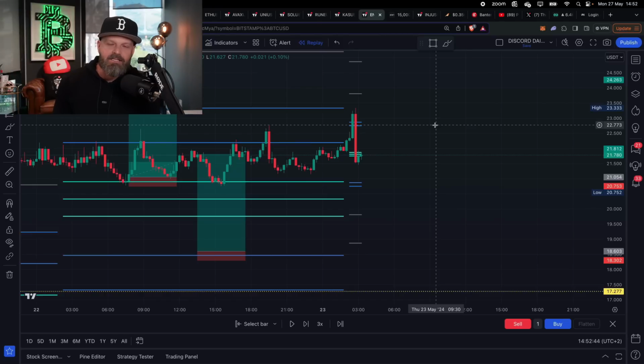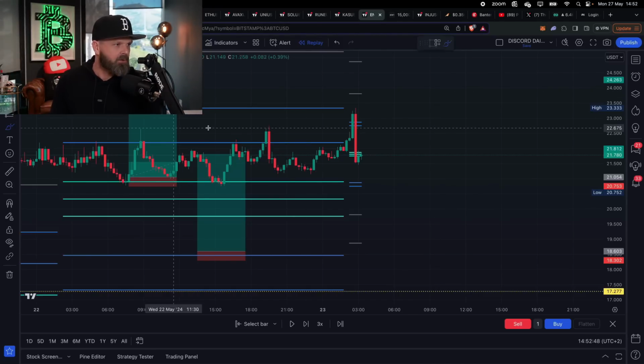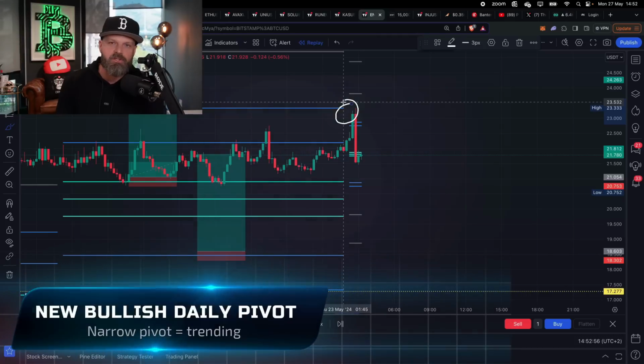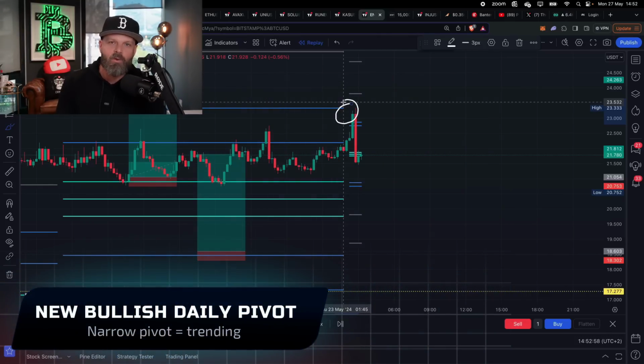As the day played out, it took a little bit of time, but we did hit one of the TP zones on EasyAlgo. It was right at the end of the day, but it did push higher. Now we've pushed down and we can see we have our next day's daily pivot and it's still trending bullish. So we're going to look for the same entries once again.